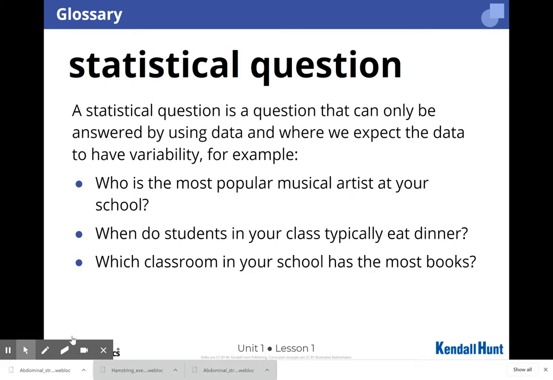And statistical questions are questions that we have to collect data in order to find the answer to. So, who is the most popular musical artist at your school is a statistical question, because we would have to collect data. We would have to ask all of our classmates, who is your favorite musical artist? Or when do students in your class typically eat dinner? We would have to collect data and ask everyone, what time do you eat dinner? And then we could compare the results and see what the typical time was.